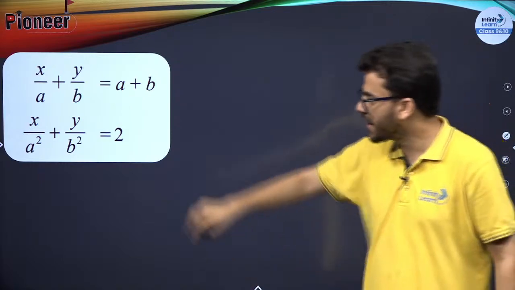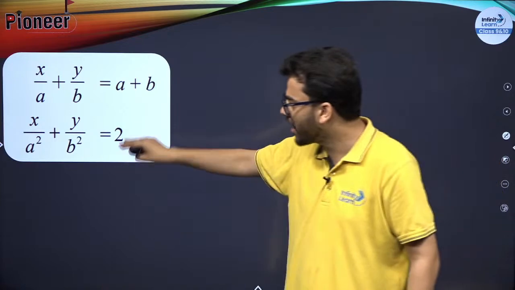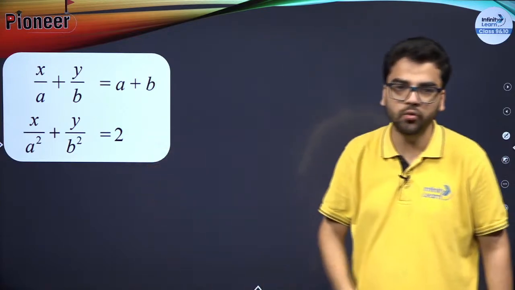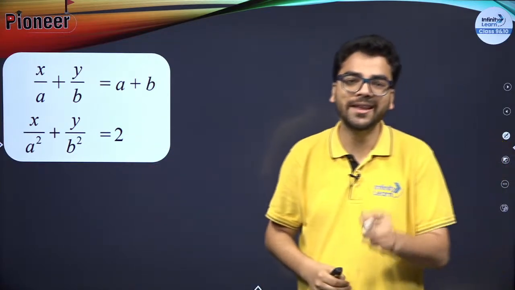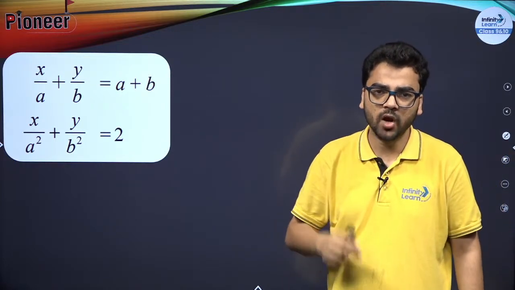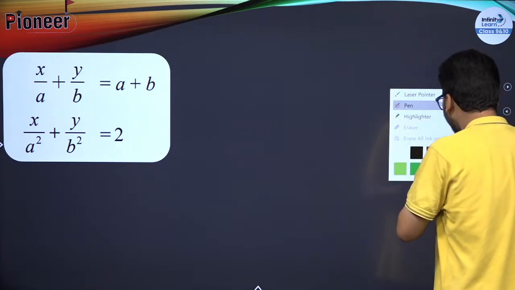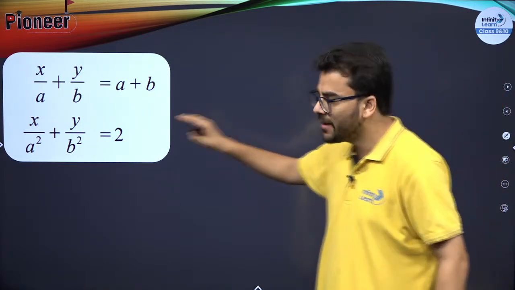Just do that quickly. x by a plus y by b is equal to a plus b. x by a square plus y by b square is equal to 2. You have to solve this pair of linear equations in two variables. So over here, I would say the best method to do this question is using elimination method.